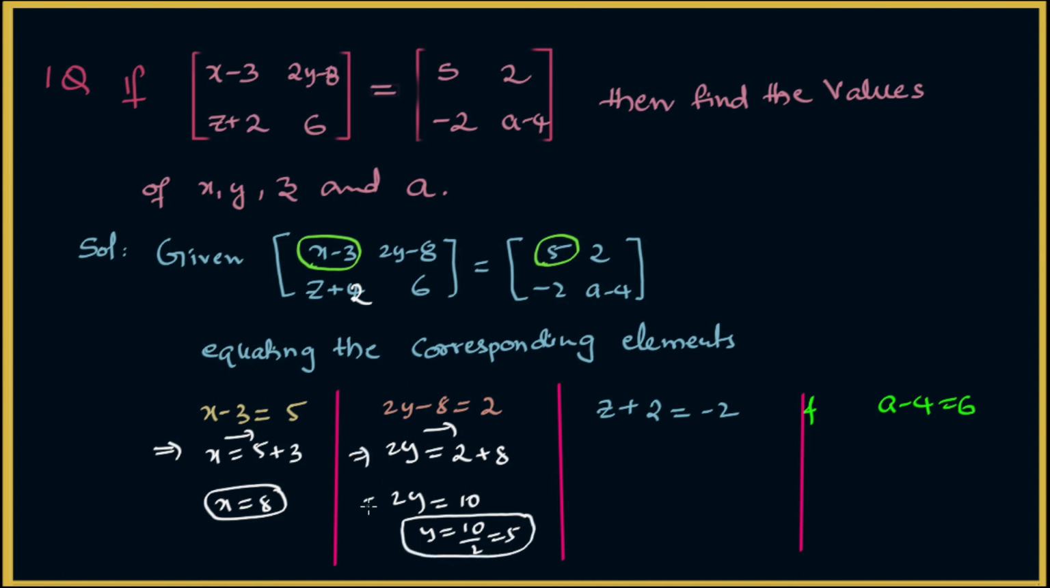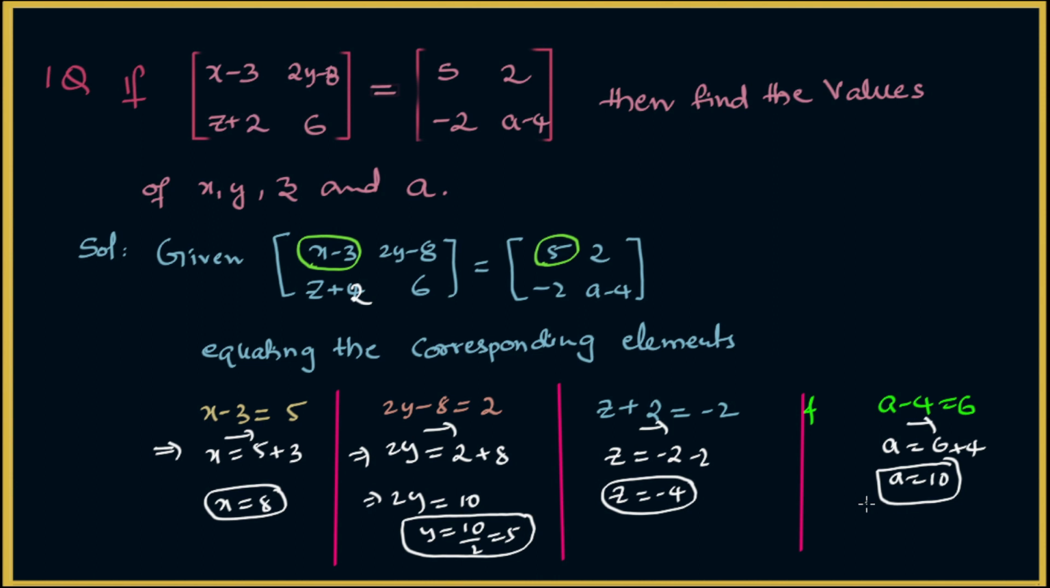Next, if you make z the subject, minus 2, and this plus 2 becomes minus 2, and minus 2 minus 2 is minus 4, therefore z equals minus 4. Finally, a minus 4 equals 6, a equals 6, minus 4 becomes plus 4, and 6 plus 4 is 10, therefore a equals 10. So these are the values of x, y, z and a.